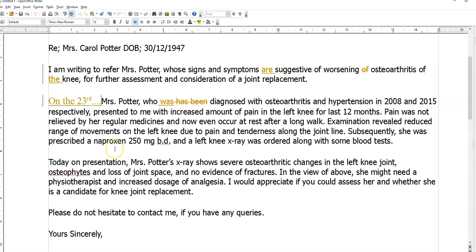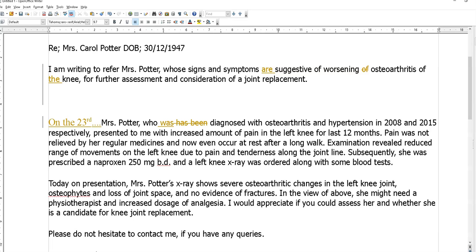Mrs. Potter presented to me, blah, blah, blah. And I would have put this in a history paragraph or a little bit later or further below in the letter. And in fact, probably a history paragraph would have worked quite well if it was here. Regarding a medical history, Mrs. Potter was diagnosed, blah, blah, blah. Okay, so a separate paragraph for the history, I think, would have worked quite well.